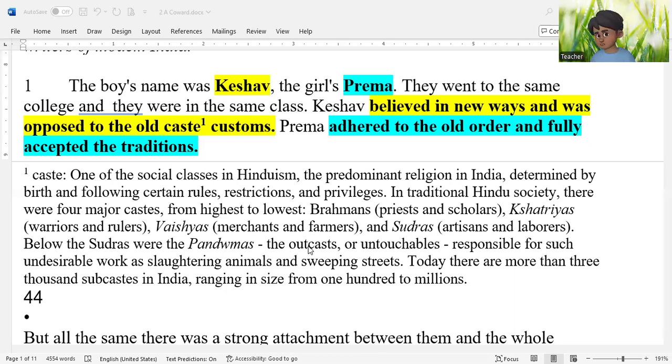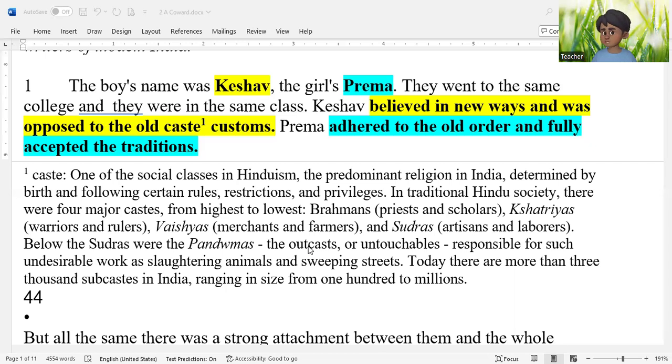Prema adhered to the old order and fully accepted the traditions. Now you see the boy follows new ways, but the girl follows the old order and accepted traditions. So do you see here is a clear conflict between traditional values and modern values. The girl follows the old system, traditional values, whereas the boy follows the new system. So in your notebook, under the heading conflict, write down: the story shows conflict between traditional values and modern values, tradition versus modernity.